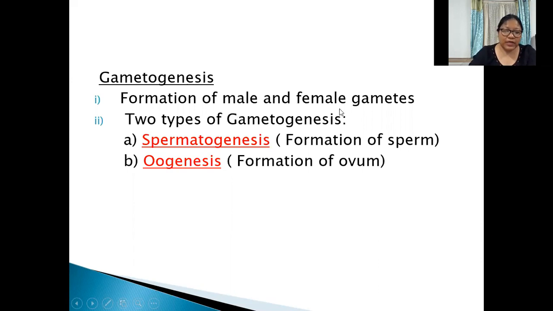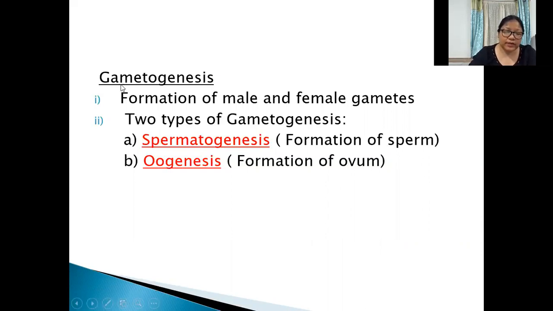In case of human beings, the male gametes are produced in the testes. Where in the testes? In the seminiferous tubules of testes. And in case of females, the gametes are produced in the ovary and the female gametes are called the ovum or ova. So how the sperm in case of males and egg cells in case of females are formed, this is what we will see in the process of gametogenesis.